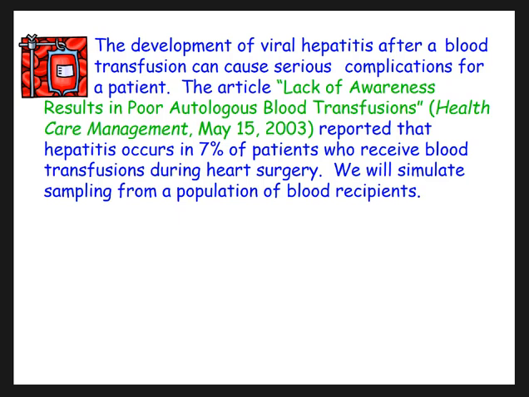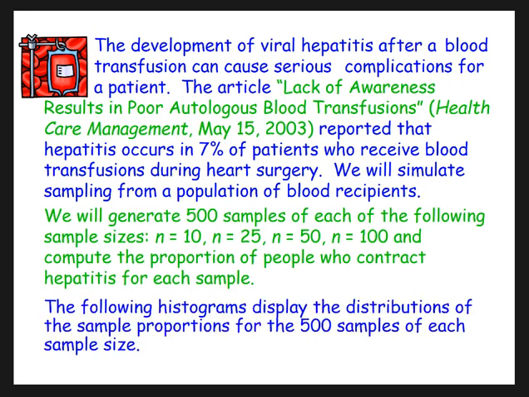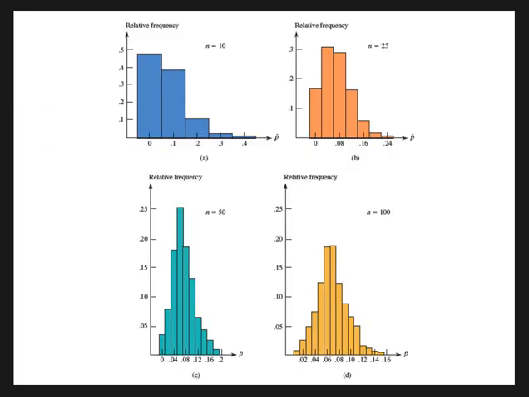So now, the development of viral hepatitis after blood transfusion can cause serious complications. So we're looking at a study on that. It reports that hepatitis occurs in 7% of patients who receive blood transfusions during heart surgery. So 7%, let's do a simulation here. We're going to generate 500 samples of each of those sizes again, and then we're going to graph them.